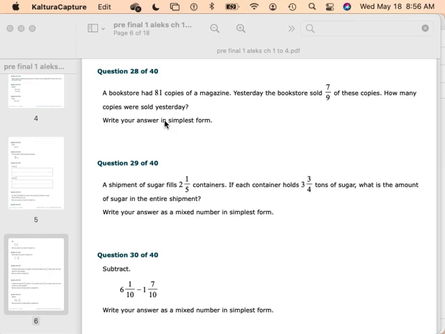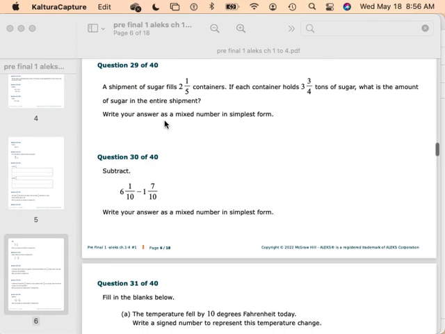A bookstore, number 28. A bookstore had 81 copies of a magazine. Yesterday, the bookstore sold 7/9 of these copies. How many copies were sold? What do we do when we see an of? Multiplication. It's multiplication. So what are we going to write down as our operation here? 81 times 7 over 9. Right? And then you would get it done a little easier if you use some cancellation, because 9 goes into 81 evenly. All right, number 29.